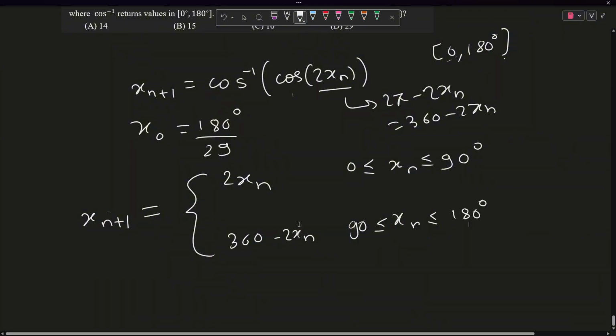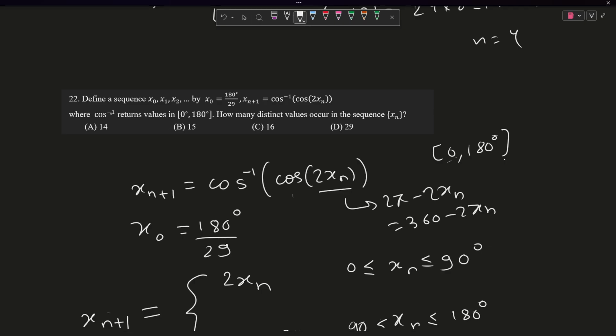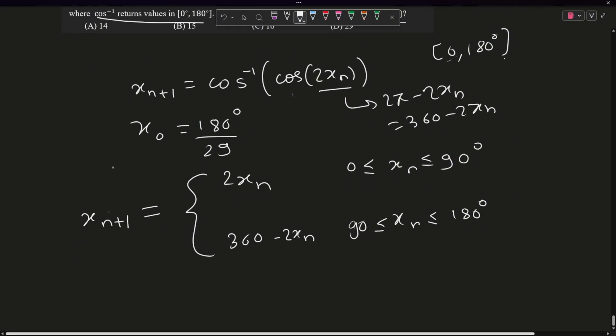Now we are given that cos inverse returns values in this range, and then how many distinct values occur in the sequence. So basically our xn is a repetitive sequence. Let's say it goes like 5 2 3 4 7 9, and then again it repeats 2 3 4 7 9. So we need to count how many distinct values.